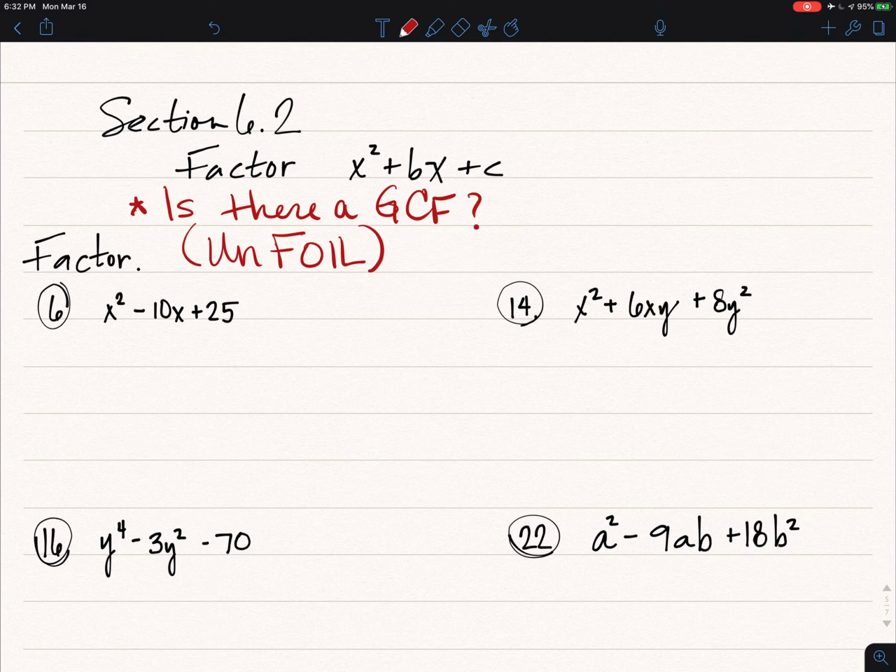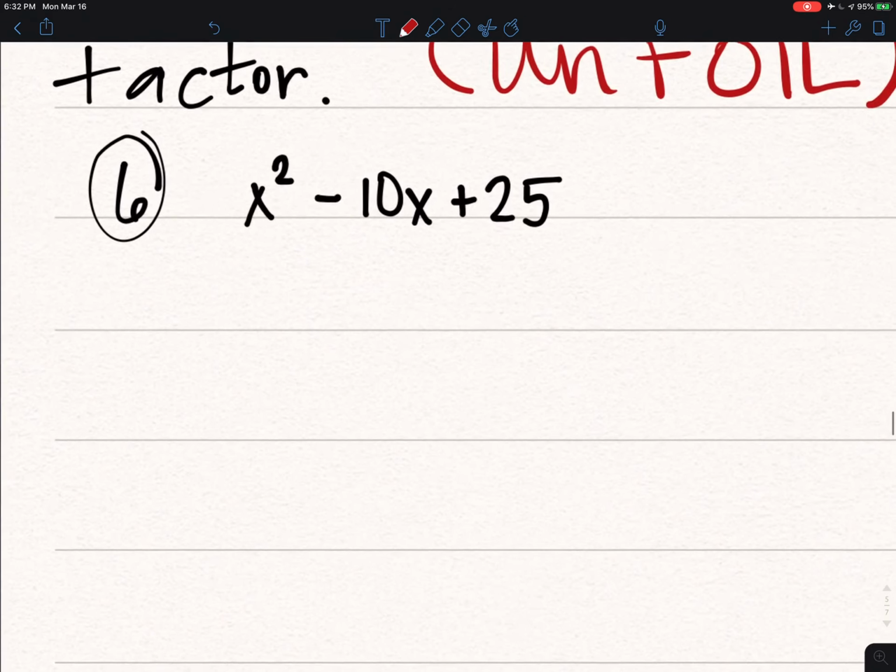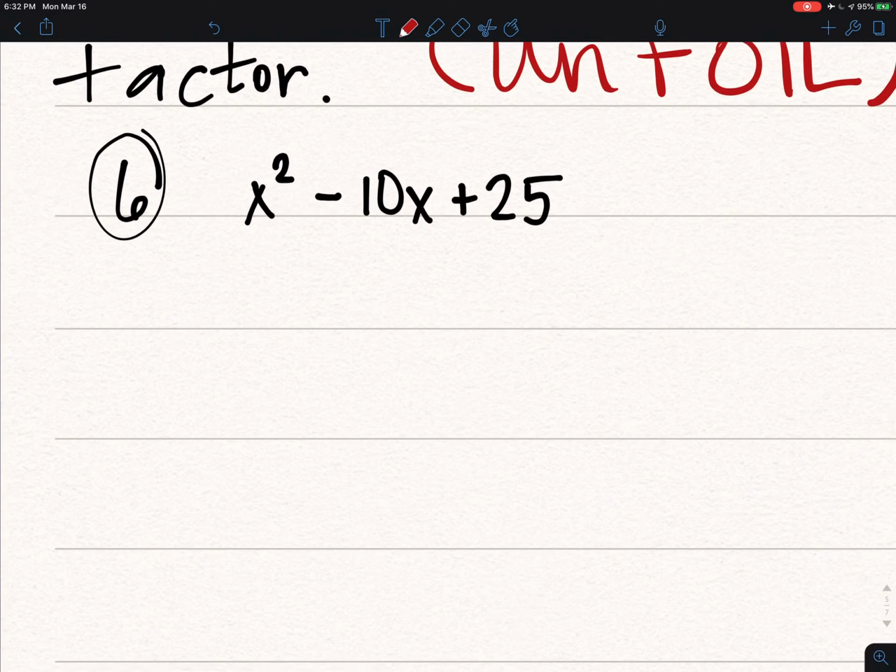Notice number 6 here. Is there any GCF? Well, when I look at all 3 terms, it does not have anything that's common in all 3 terms. There's some things that are common in the first 2 terms, some things that are common in the second and the third term, but nothing common to all 3 terms. So this does not have a GCF. Remember that with foiling, we always had 2 binomials that were being multiplied together. So let's go ahead and set up our empty set of binomials.